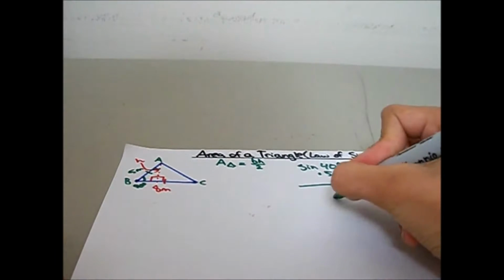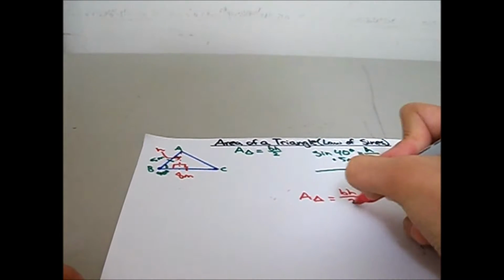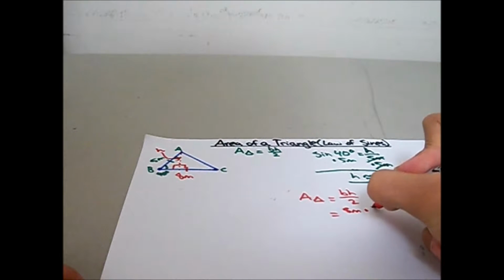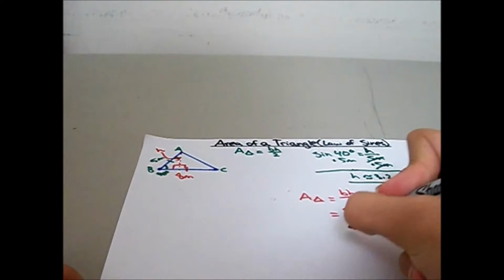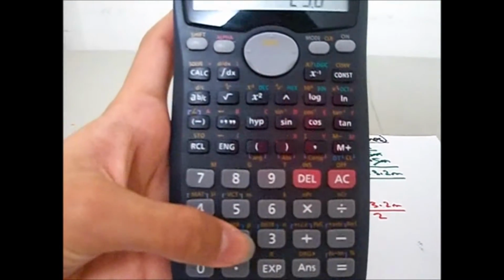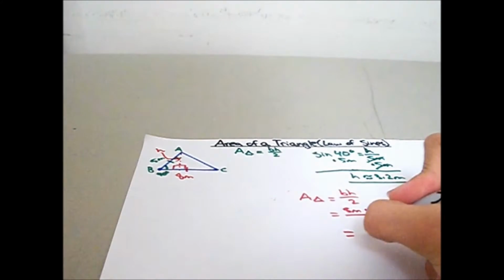3.2 meters. Now that we have that, we can substitute our H and B value into our formula. So area of a triangle equals base times height divided by 2 equals the base, which is 8 meters, and the height, which is 3.2 meters, divided by 2. 8 meters times 3.2 meters equals 25.6 meters squared. Divided by 2 gives us 12.8 meters squared.